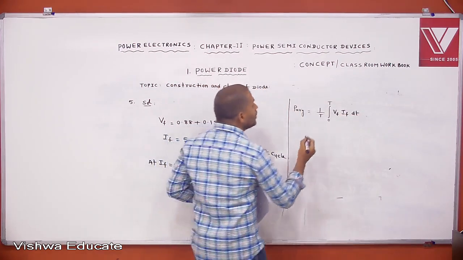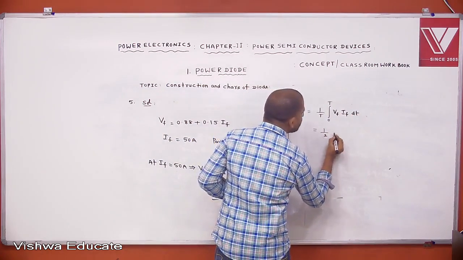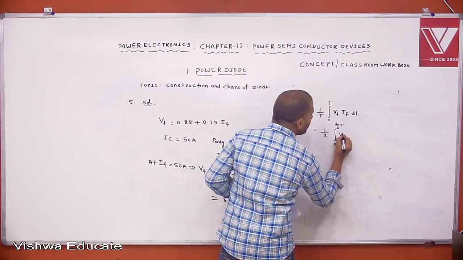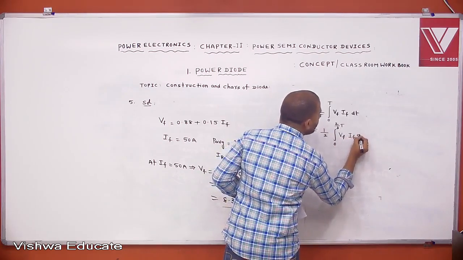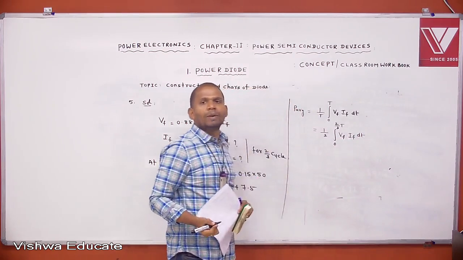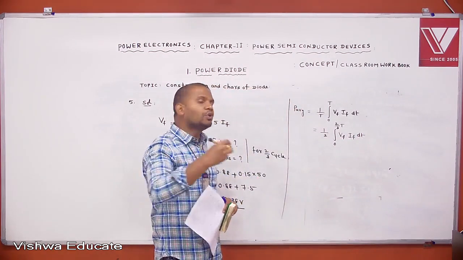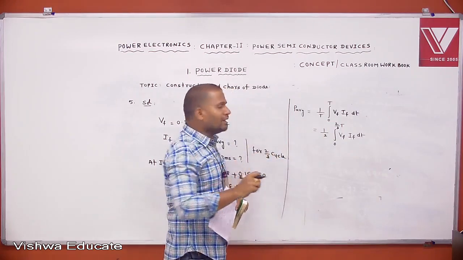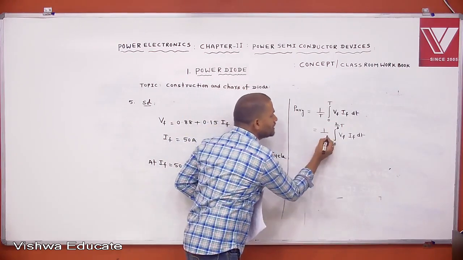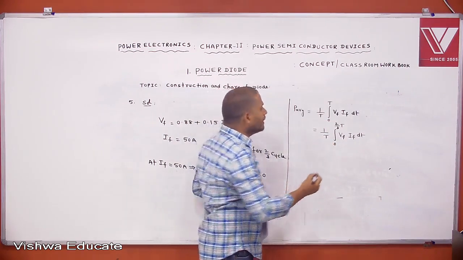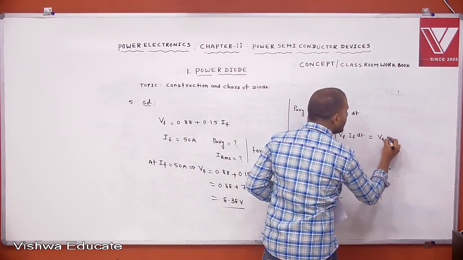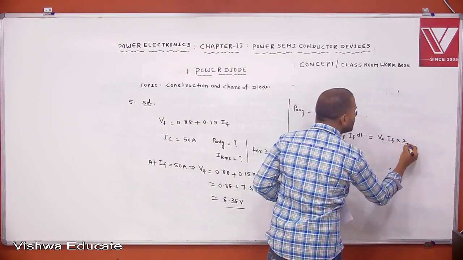Okay, but you want to calculate average power loss in 2 by 3 cycle, that is 2 by 3 into T, that is VF into IF into dt. In the total cycle, for only 2 by 3 cycle you can calculate, up to 2 by 3 cycle. Okay, then it is the time period. Don't change this one, this is time period. Then if you integrate and substitute the limits, what you can get? VF into IF into 2 by 3 you can get.